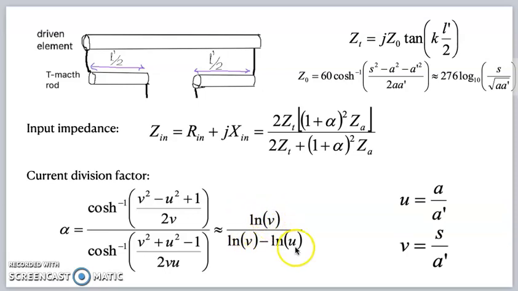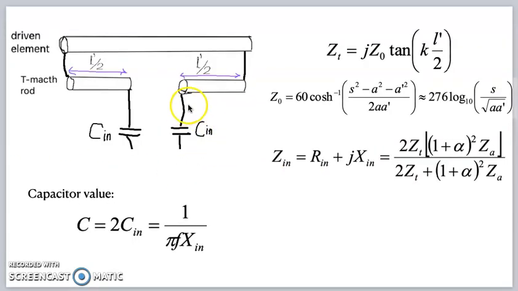So what is V, what is U? U is a over a prime, as I mentioned previously. A is the radius of the biggest conductor, so most of the time it is the driven element. A prime is the smallest conductor, so most of the time it is our matching rod radius. S again is the center to center spacing, and a prime is the same as just now. Then you can find your alpha, and when you replace your alpha, you can solve this.